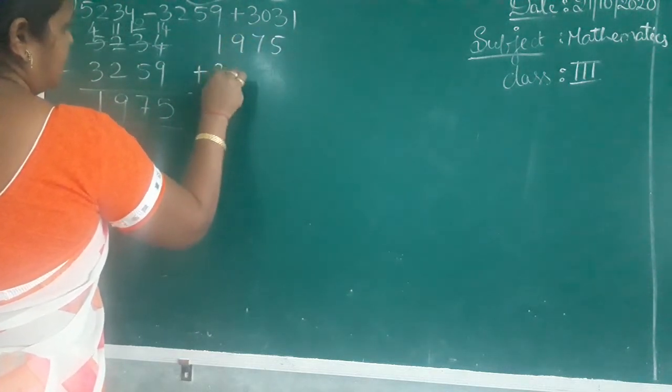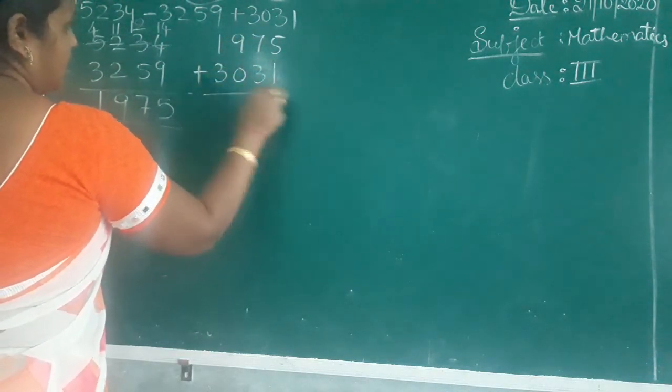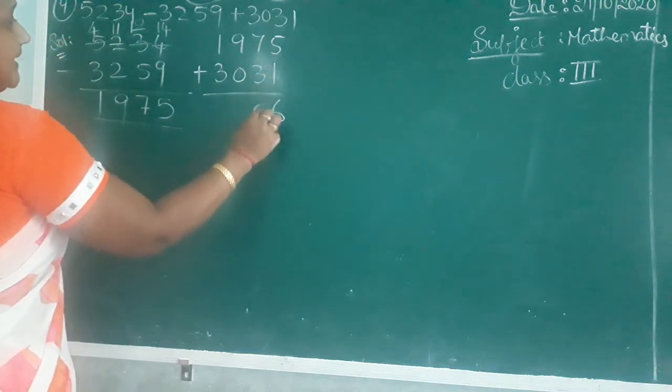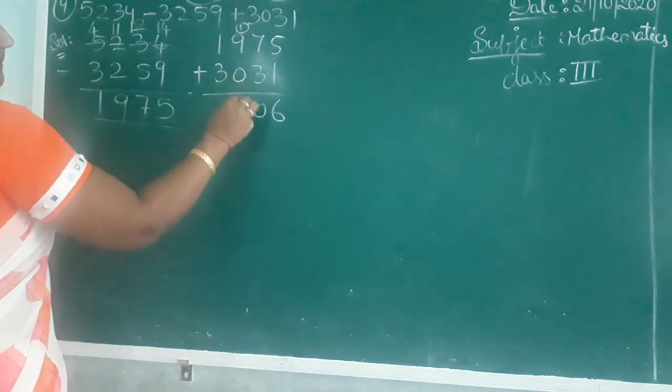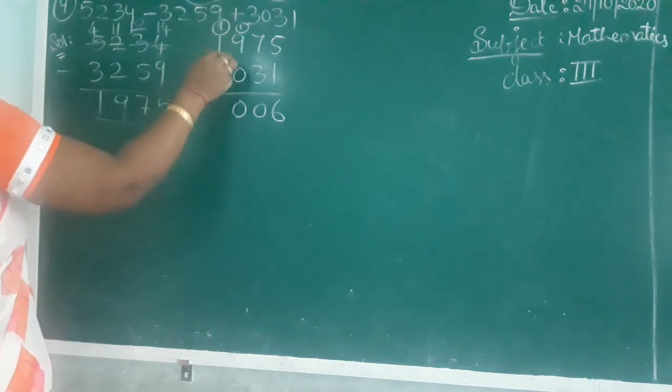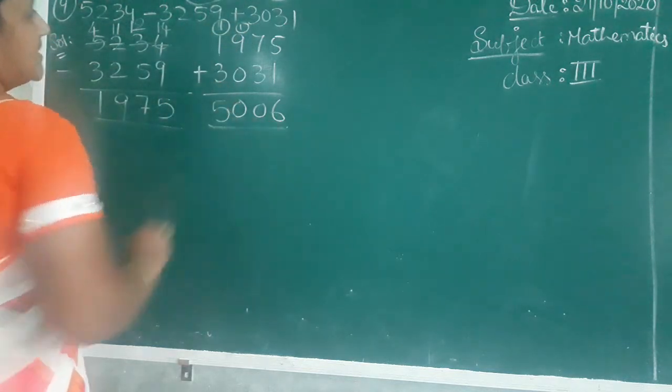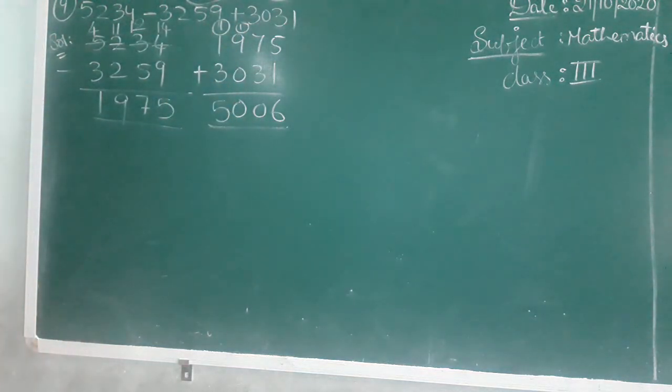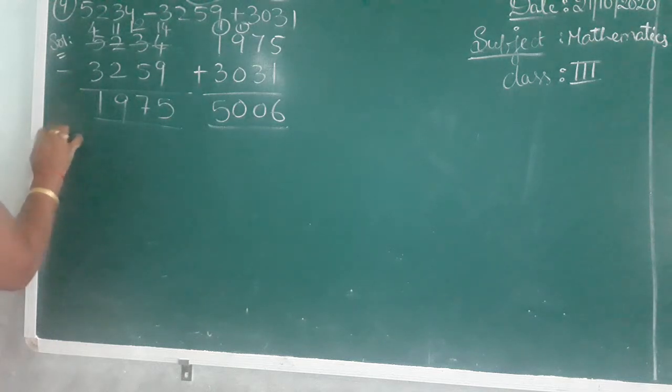1,975 plus 3,031. 5 plus 1, 6. 7 plus 3, 10. 9 plus 1, 10. Next 1 plus 1, 2. 2 plus 3, 5. 5,006. Next one. 10th one, the last one.